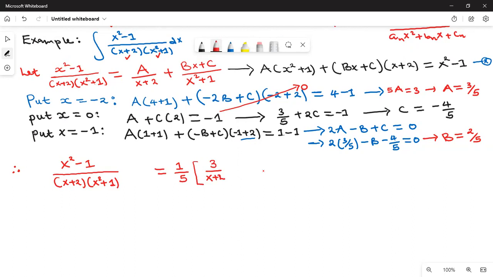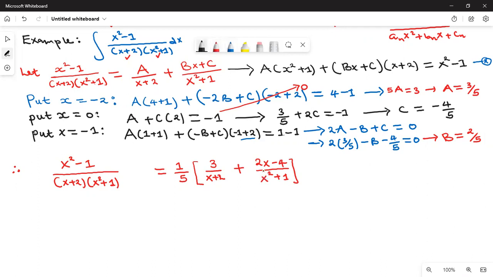The other one is bx plus c, and b is 2, so that will be plus. Remember, b is 2 over 5, and we have factored out 5, so that will be 2x. And our c, the numerator, is negative 4, because I factored out the denominator. This is over x squared plus 1. So that's what we have as our new partial fractions.